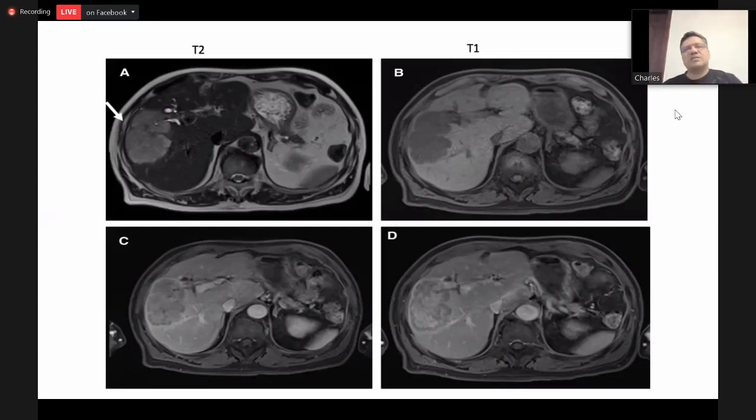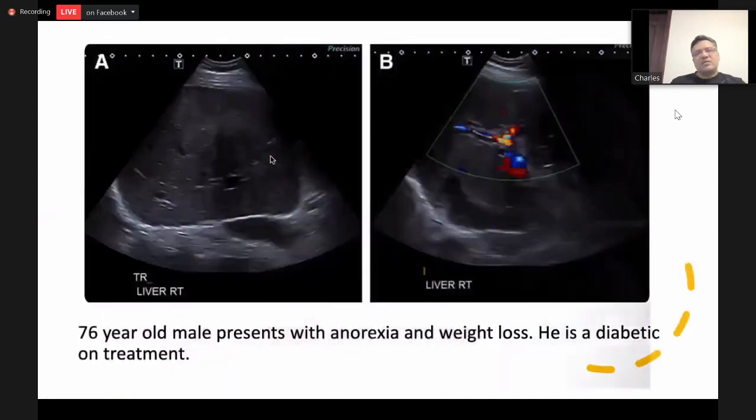You want to give some diagnosis? Yes, sir. Since there is a rim enhancement and it is persisting in the delayed phase, I'd like to think of cholangiocarcinoma. Yeah. So this lesion is likely to be a cholangiocarcinoma.